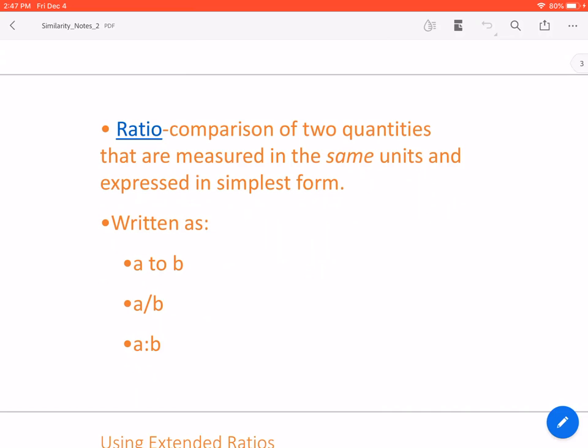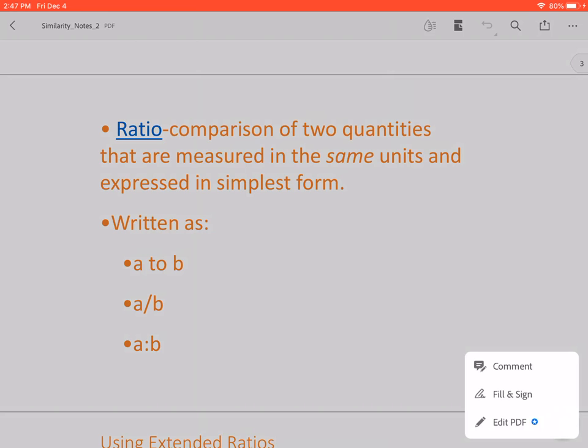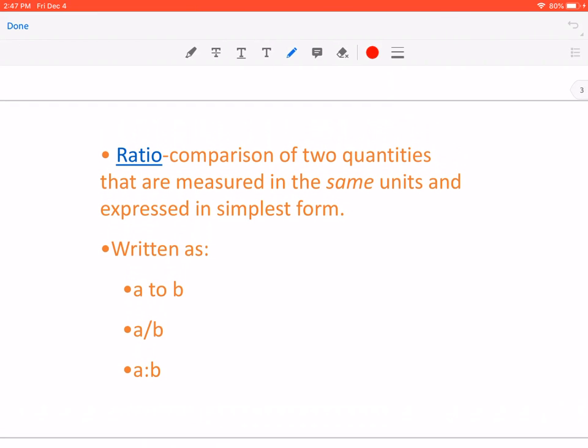Ratio is just a comparison of two quantities that are measured in the same units and expressed in simplest form. You can write it as A to B, you can write it as A over B, or you can do A colon B. Most people write it as a fraction, because it makes it easy to set up a proportion when you put one number over top of the other, all right?